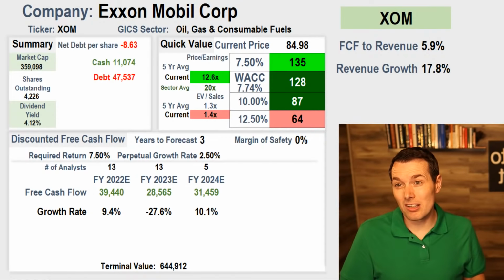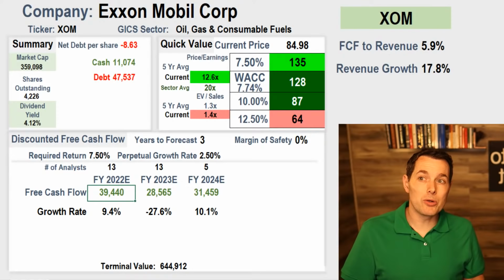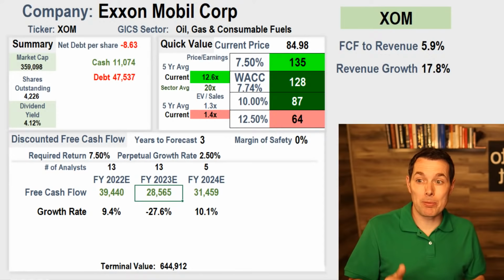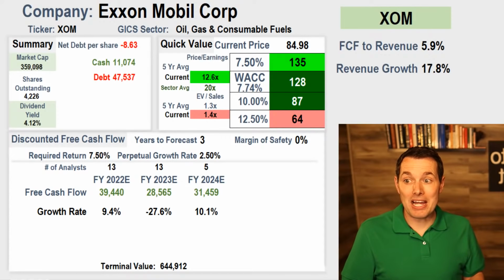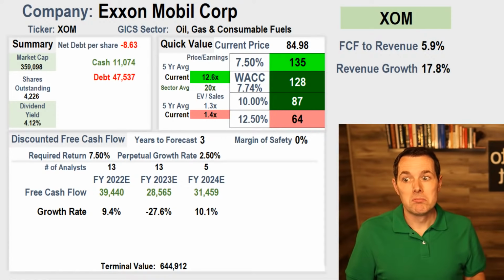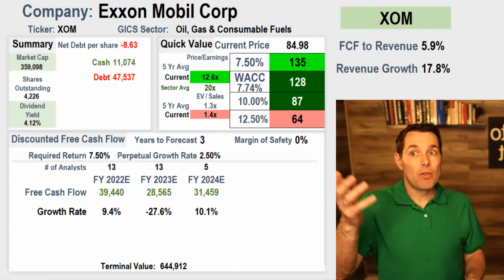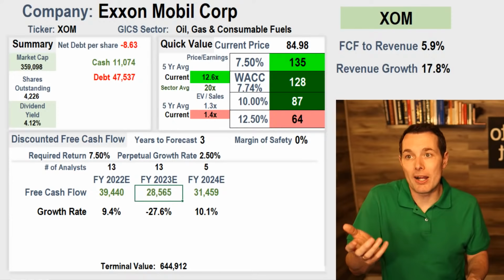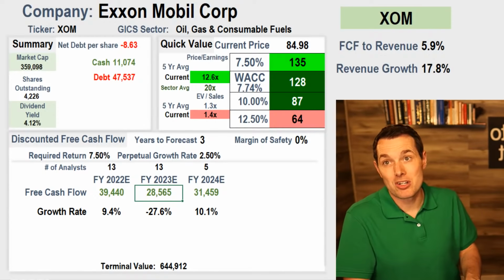Interestingly, it still looks undervalued. Now, I do want to bring this out: $39 billion down to $28 billion. I'm assuming analysts are expecting a drop in oil prices, but one of the things I think is very important is that people pay attention to what analysts are saying. If analysts are assuming there's a drop off, why? That could be a great place to start our research.